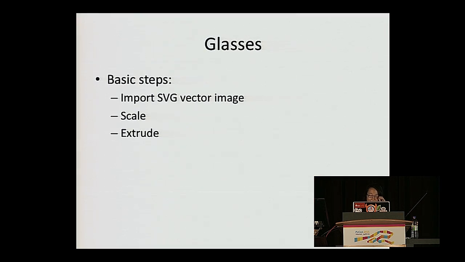Let's take a look at how you would do this using the API. These are the very beginning steps to get started making your own glasses. First, I import an SVG vector image. It's a 2D image of a pair of glasses. I'm going to scale it up so it's a little bit bigger, and then I'm going to extrude it so it has a little bit of thickness to it.